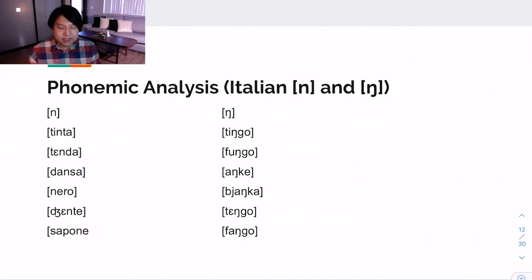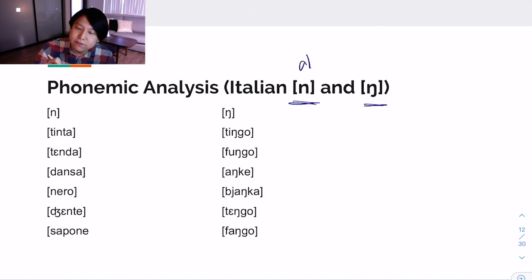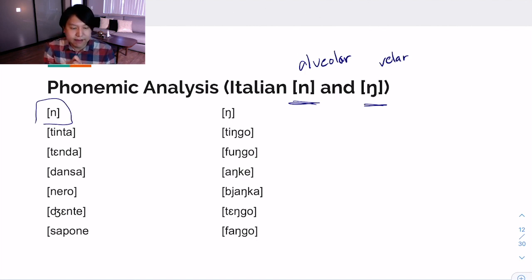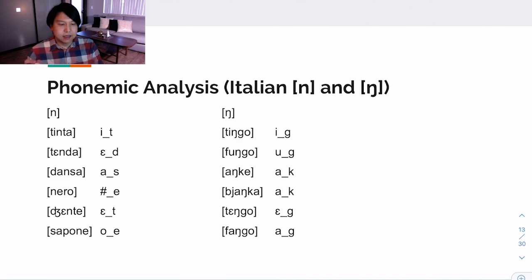We can move on to the next example. Italian N and Ng sound. N is an alveolar nasal. An Ng sound is a velar nasal. And let's see the list. For the examples of N: tinta, tenda, danza, nero, gente, sapone. And for Ng: tingo, fungo, anche, bianca, tengo, fango. That's Italian. And you extract the environments out of these words.